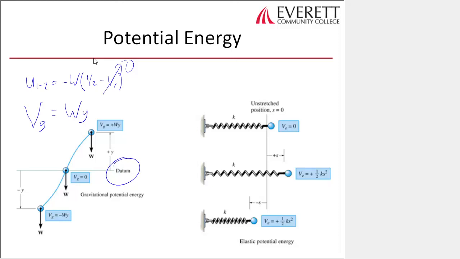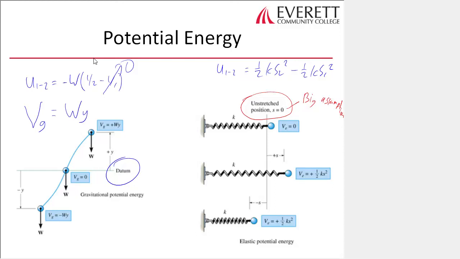For a spring, we have a very similar thing. U1 to 2 is equal to 1/2 ks2 squared minus 1/2 ks1 squared. And we're going to throw in a very, very, very big assumption that you have to remember that we threw in. This is a big assumption. The unstretched position is s equals 0.